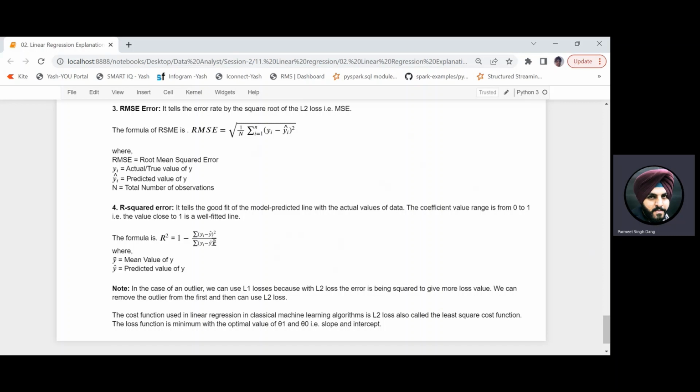Also, you need to know that in case of outliers, we can use the L1 loss because the L2 loss would be squared up and there would be more loss over this. So we can remove the outliers first and then use L2 loss. Or if we have outliers in the data set, then let's go for the L1 loss.